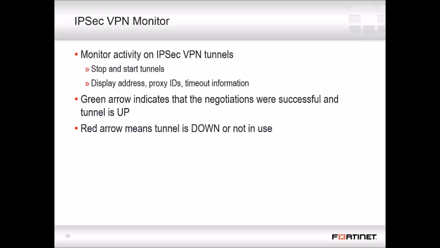In the GUI, there is a tool to monitor the status of your IPsec VPNs. Through this monitor tool, you can see how much traffic has crossed each tunnel. You can also start and stop individual tunnels and get additional details. If the tunnel is up, there will be a green arrow appearing next to its name. If it is down or not in use, then a red arrow is displayed.